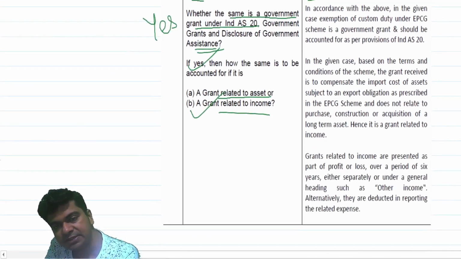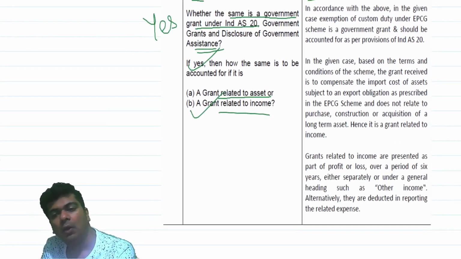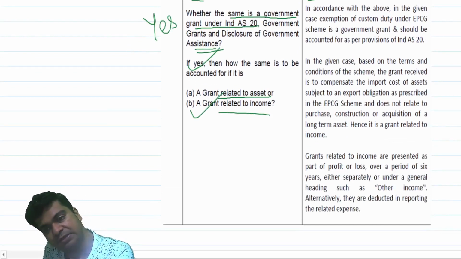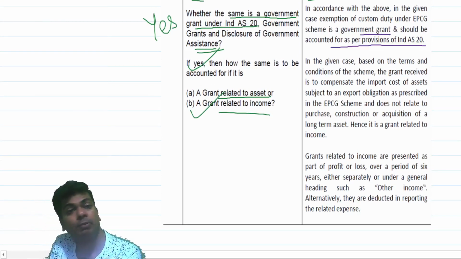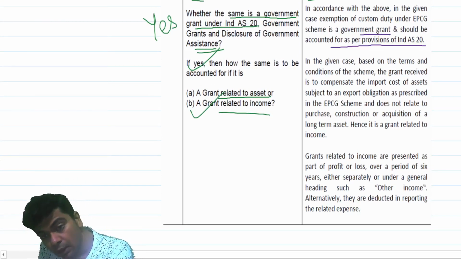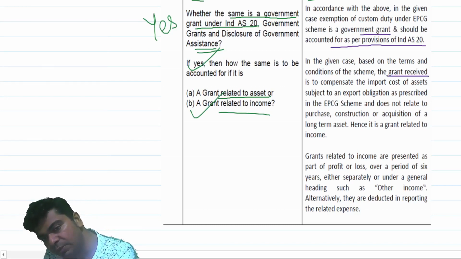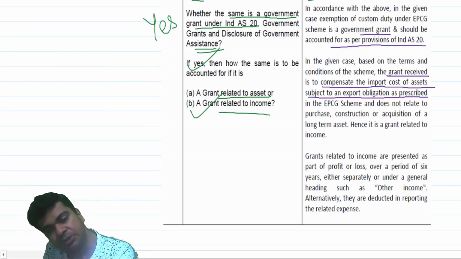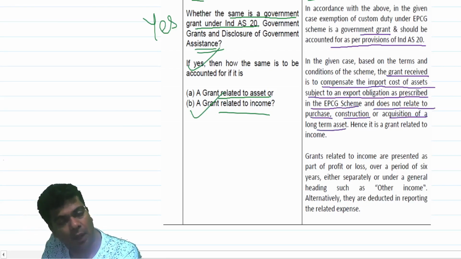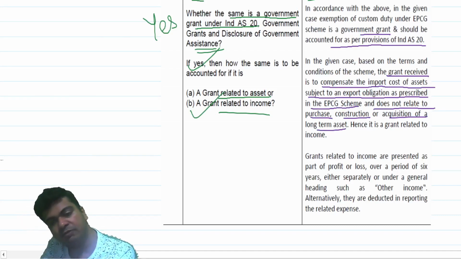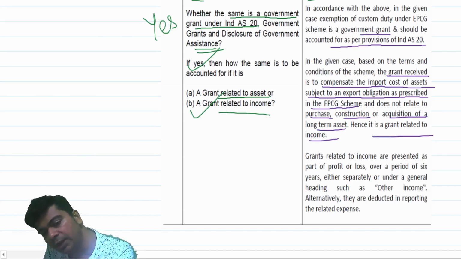That's what they say. They say, in accordance to the above, in the given case, exemption of custom duty under EPCG scheme is a government grant and should be accounted for as per the provisions of Ind AS 20. In the given case, based on the terms and conditions of the scheme, the grant received is to compensate the import cost of assets subject to an export obligation as prescribed in the EPCG scheme, and it does not relate to purchase, construction, or acquisition of a long-term asset. I'm not acquiring any asset. That's what we were saying. Hence, it is a grant related to income.